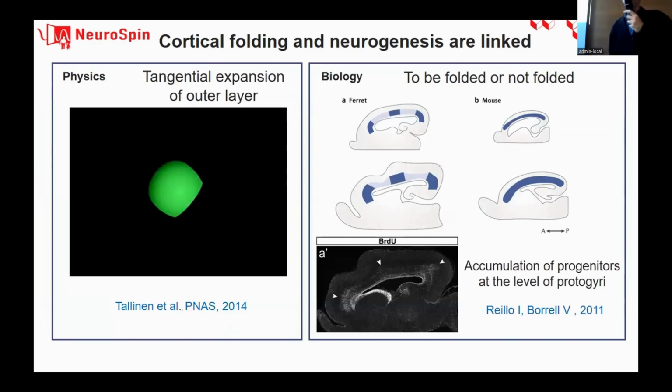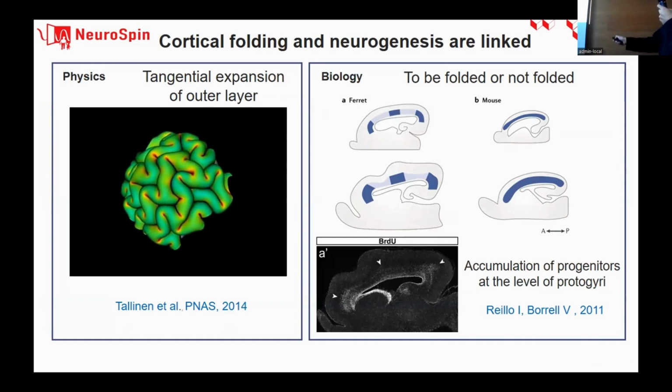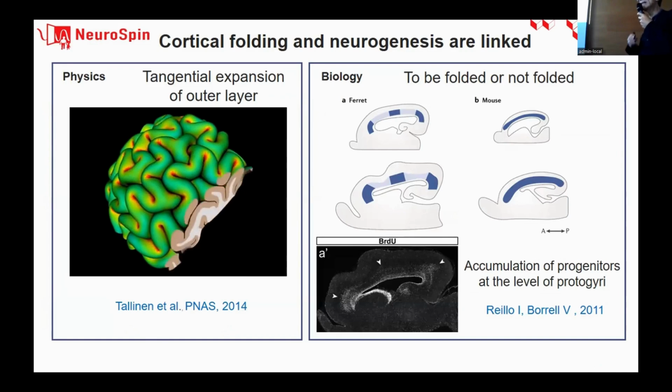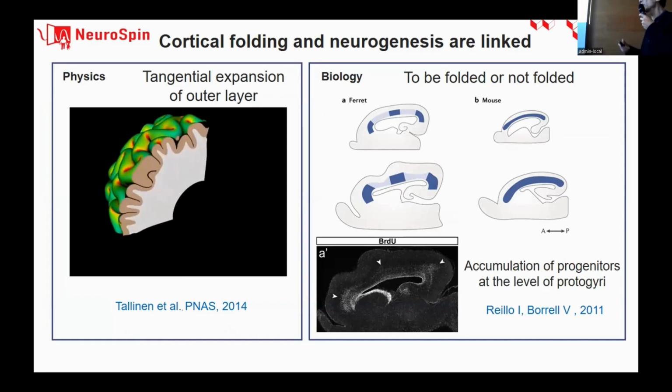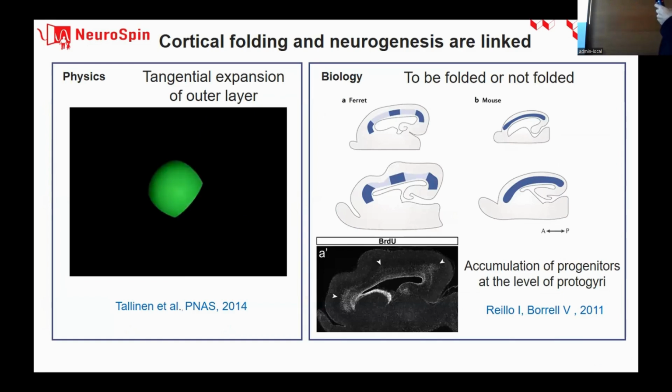Okay, so why do we believe that there's a strong link between architecture and folding? Recently, in fact, during the last decades, physicists have shown that with a very simple equation that is modeling the fact that the outside part of the cortex is developing further than the inside part, the white matter, if you simulate that, you just get some folding very similar to the folding in the real brain.